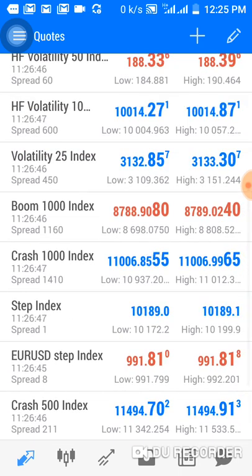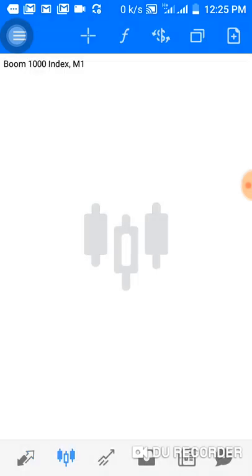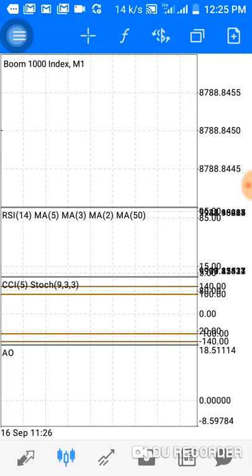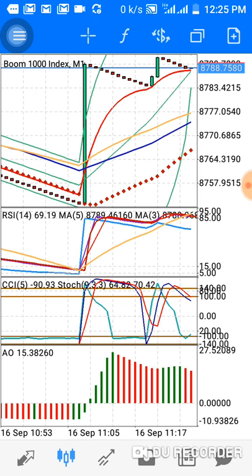Boom 1000, this is just an introduction to trading these special assets. So let's see Boom 1000. This is Boom 1000, and you can see it coming down gradually. Each of the red lines that it is forming are called bear candles, or sell candles. That is, it is coming down gradually, so you can easily go there.